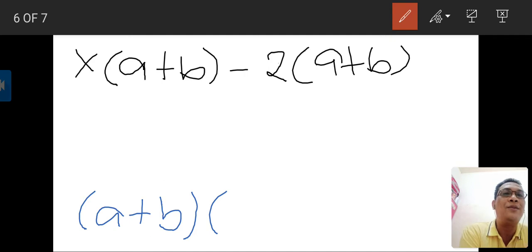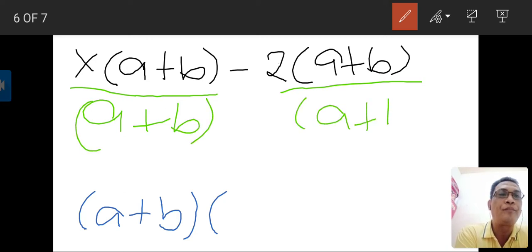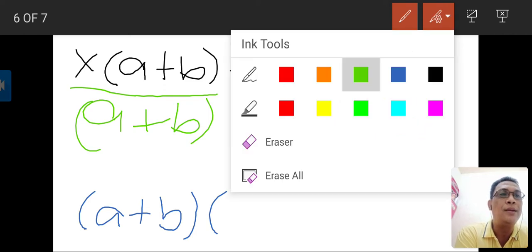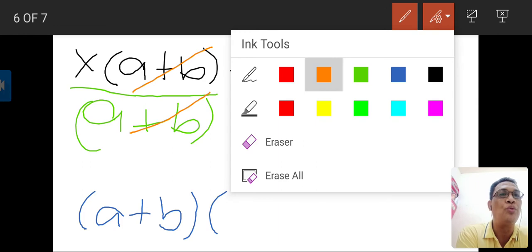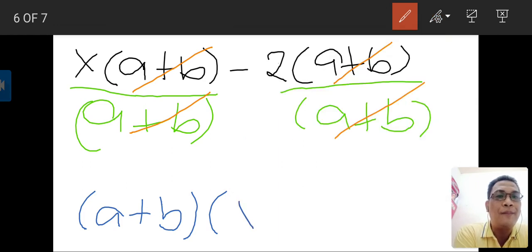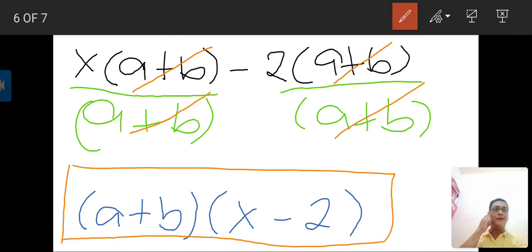Now you have to divide the original polynomial by your GCF. So let us try to divide that. So that will be a plus b, a plus b. Okay, so this will be cancelled out, and that will be cancelled out, and what is left is x minus 2. So the other factor is x minus 2. So that will be your factor form. Okay, so that is number 1.